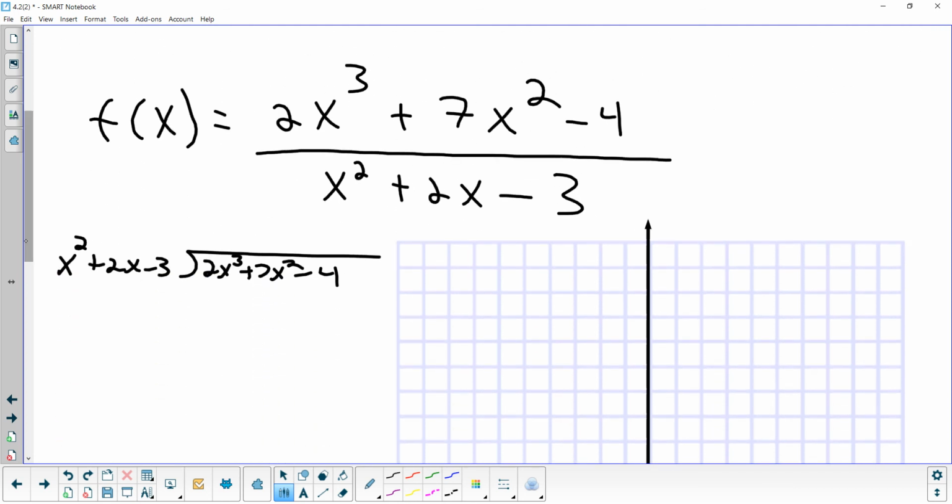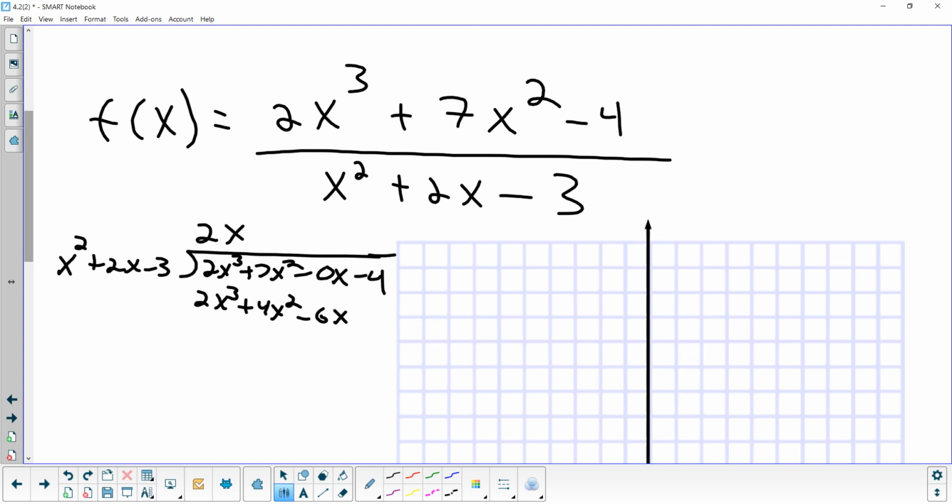All right, what do you get if you divide x squared into 2x cubed? 2x. Multiply it back out. Caleb, what's 2x times x squared? 2x cubed. Madison, 2x times 2x. 4x squared. And Sophie, 2x times negative 3. Negative 6x. Oh, one thing I should do here. If you remember, and I caught it before we got any further, you should always fill in zeros for your missing terms. All right, so we're good.